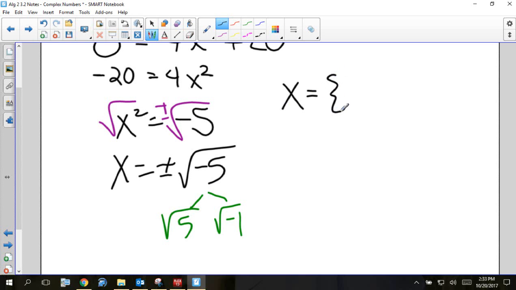I'm going to write my solution plus minus. I don't know the square root of 5, but I do know the square root of negative 1. The stuff I know is going to go in front. What's the square root of negative 1? i. And then I don't know the square root of 5, so we leave it. Plus minus i square root of 5.